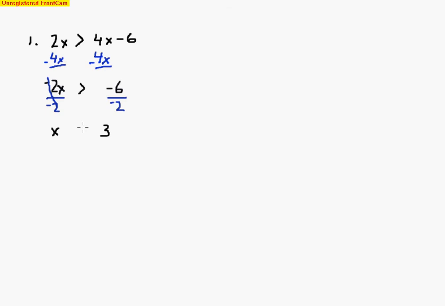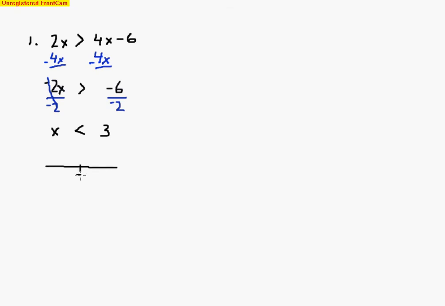Well, the rule is, again, when we multiply or divide by a negative, so when the coefficient is negative, that means we're going to end up having to switch that inequality sign. Because just as we saw earlier, when we multiply or divide by negatives, the bigger numbers become smaller, and the smaller numbers become bigger. Well, from there, we're going to go ahead and graph this.